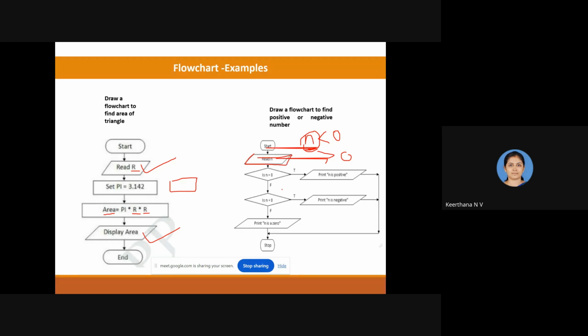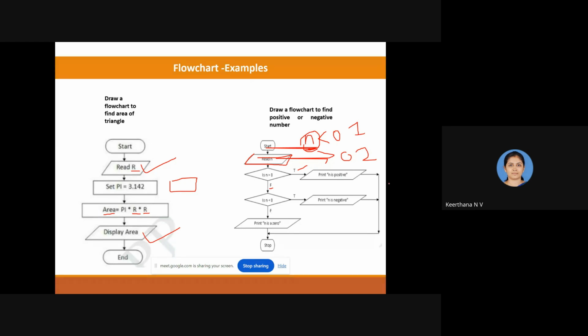The next thing I have to check is condition 1 and condition 2. Condition 1 is given in the diamond shape and condition 2 is also given in the diamond shape. The first condition, if it is false, it has to check with the other condition. So that's why I am checking two conditions. That's why I have given the false condition at the downwards and the true condition at the sidewards.